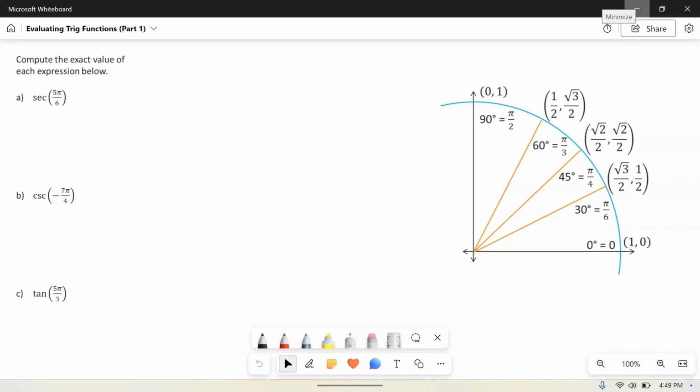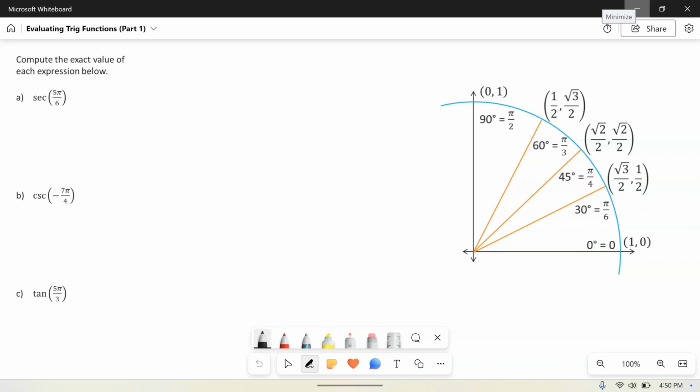And what I've also included, again, we've seen this before, is the first quadrant of our unit circle for the 0, 30, 45, 60, and 90-degree angles along with their corresponding terminal coordinates. Okay, so let's start off with the secant of 5 pi over 6.